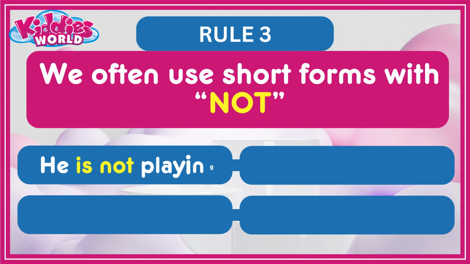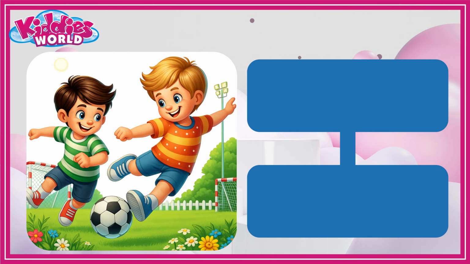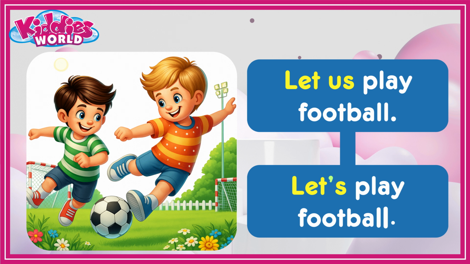He is not playing becomes he isn't playing. We are not late becomes we aren't late. Look at these 2 sentences. Let us play football. That's a long way to say it. We can make it shorter. It becomes let's play football. Yes, let us becomes let's. Super easy.